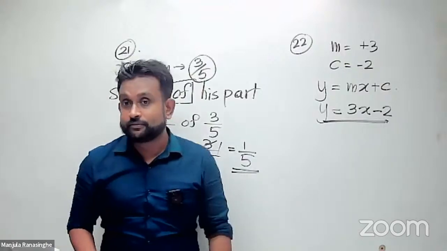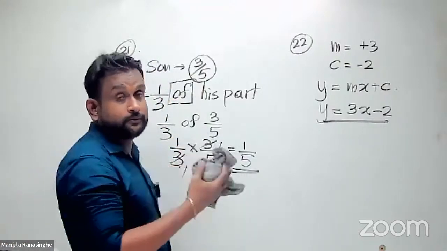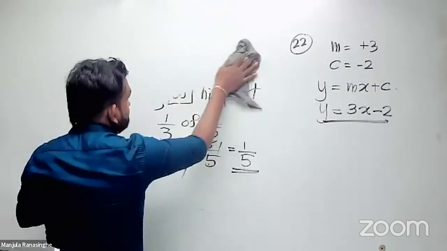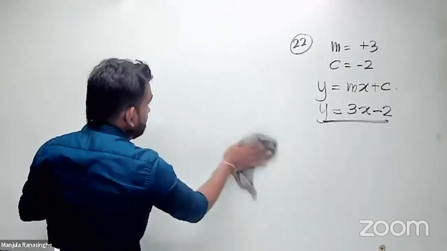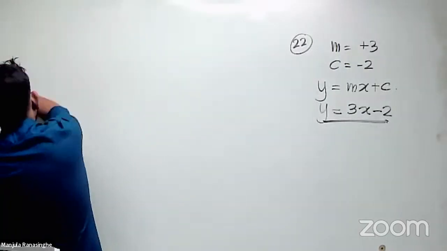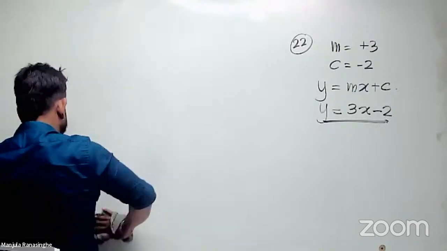Okay, right. So that is how you deal with the question. 3x minus 2. Just substitute the gradient and intercept into the general format y equals mx plus c.